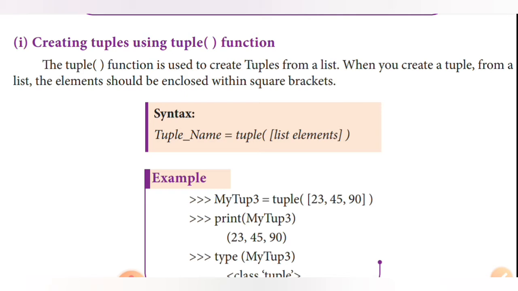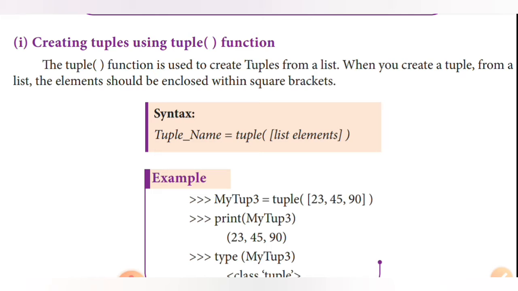The tuple function is used to create a tuple from a list. So once a list is created, you can also make that list into a tuple. You can create a tuple from the list by using the function tuple. When you create a tuple from a list, the elements should be enclosed within square brackets. We already know the list elements are enclosed with square brackets. The tuple elements are enclosed with normal parentheses.